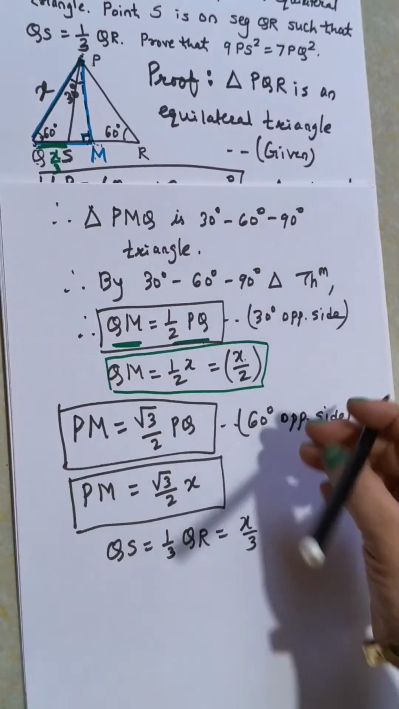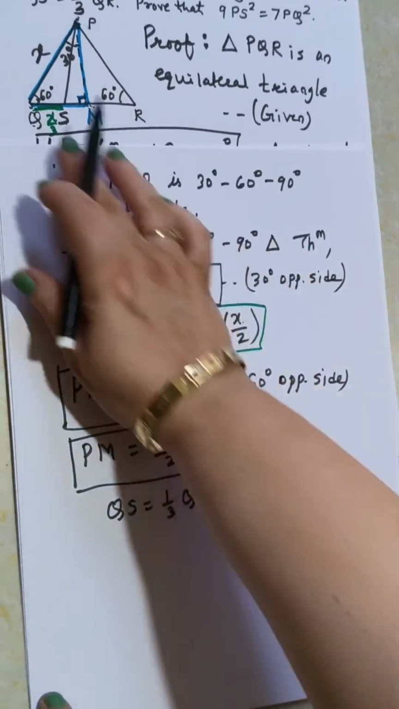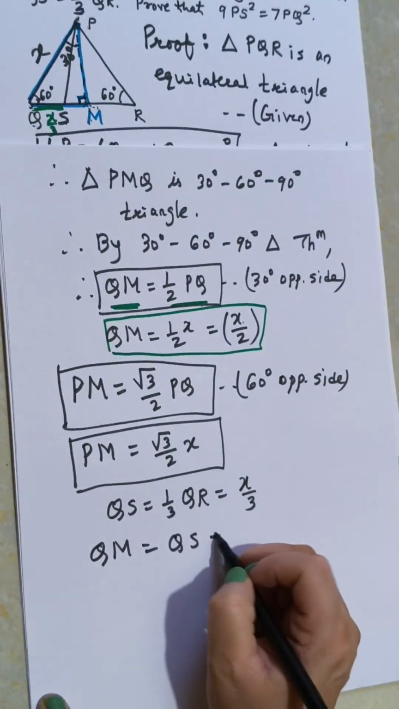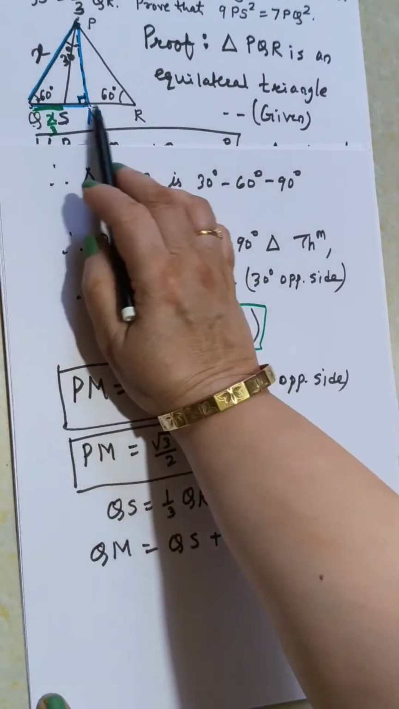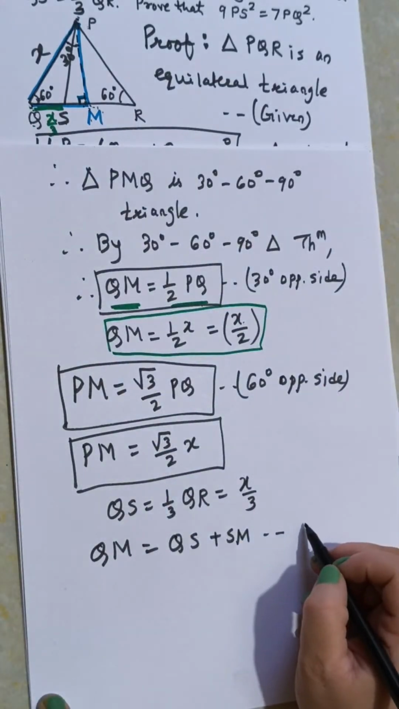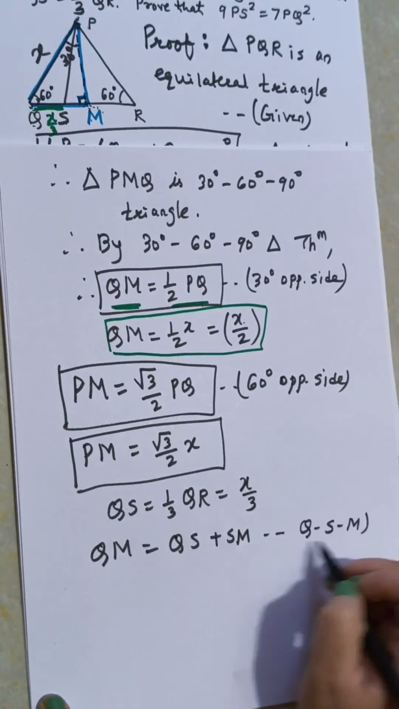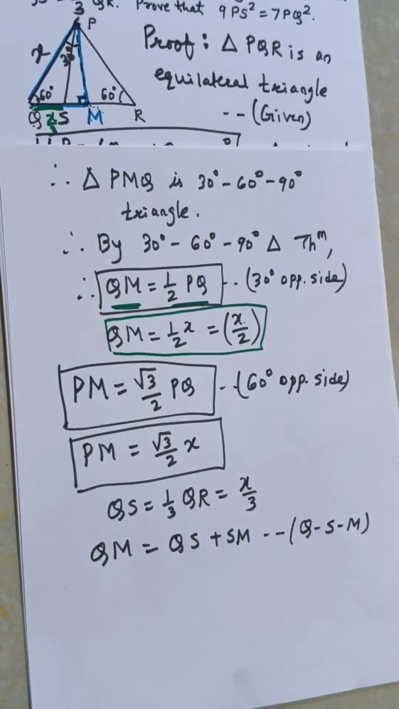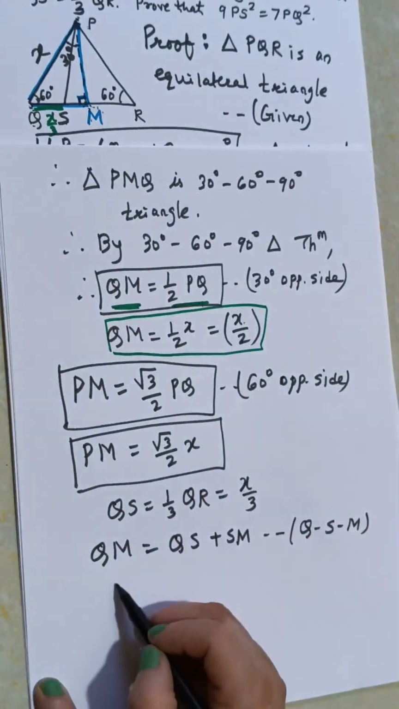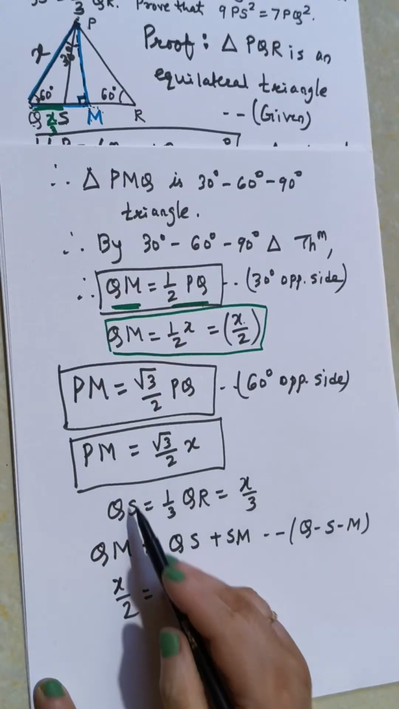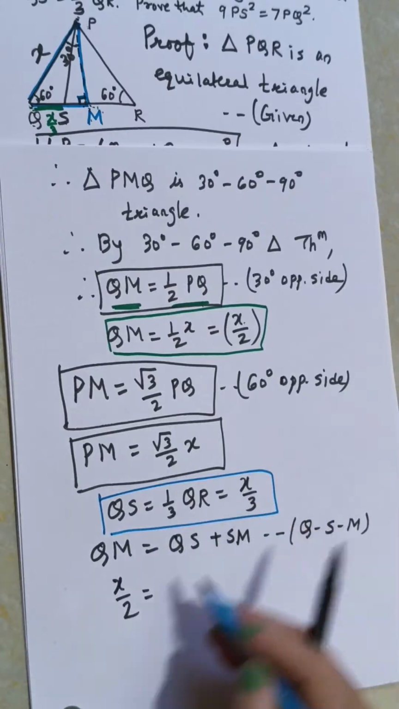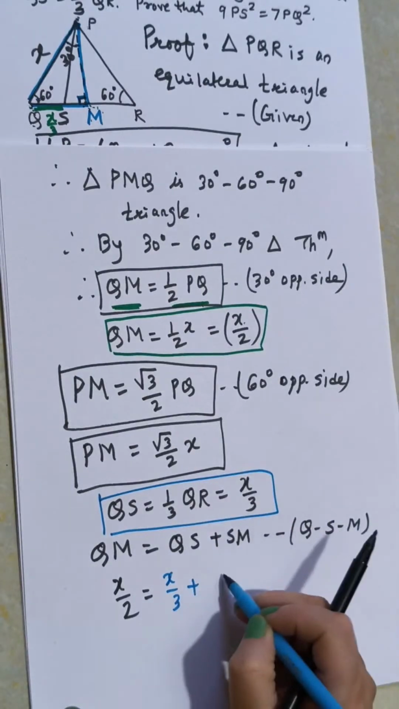Okay, so now let us take betweenness. What will be my QM? QM is equal to QS plus SM. What is the reason you are going to write Q dash S dash M? Okay, everyone, now see what QM is. QM, I know, is x upon 2. QS we also got: it is x upon 3 plus SM.